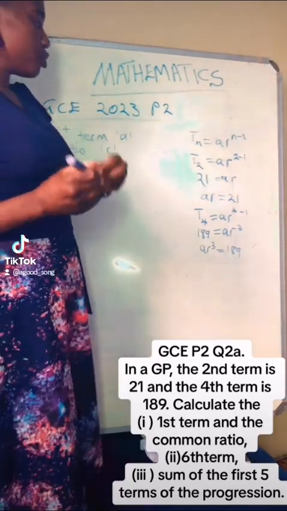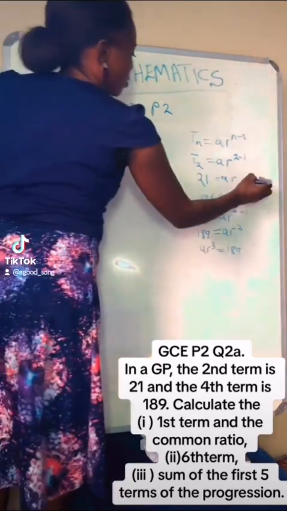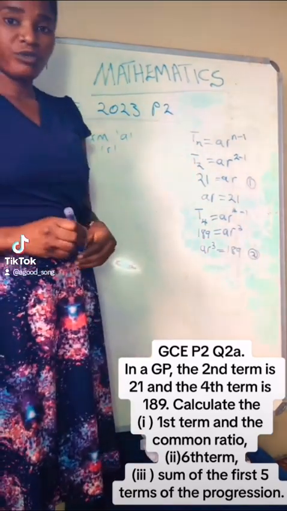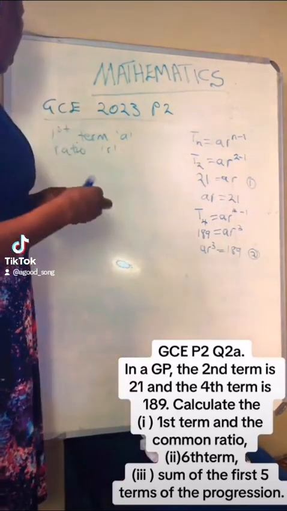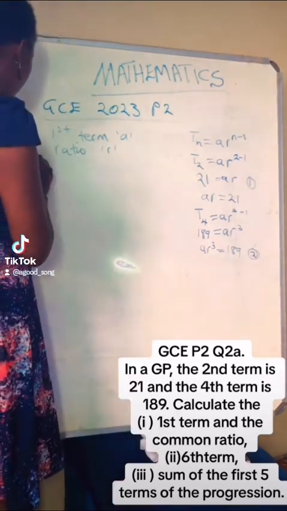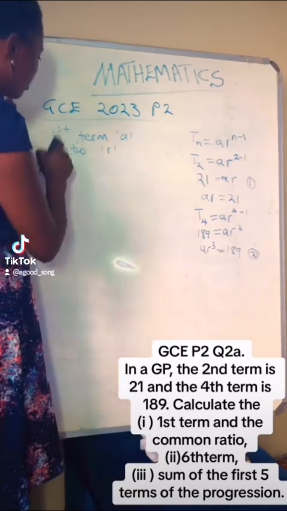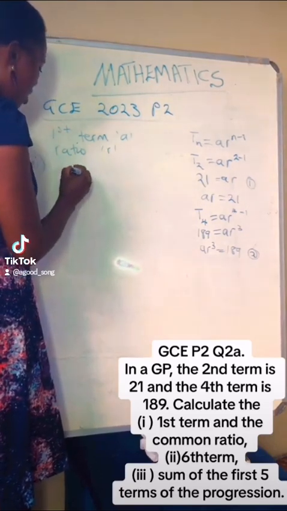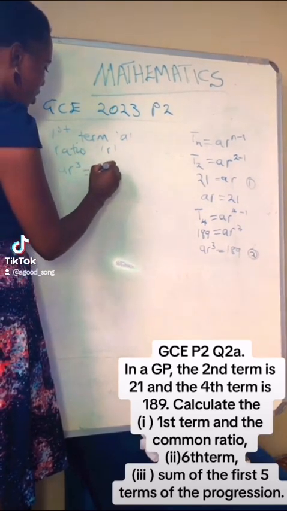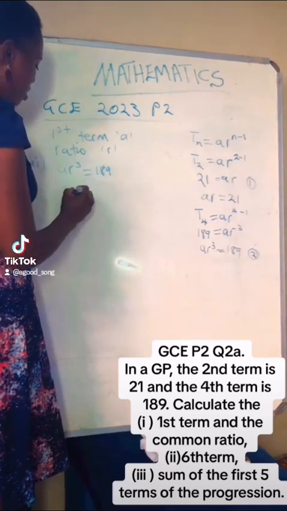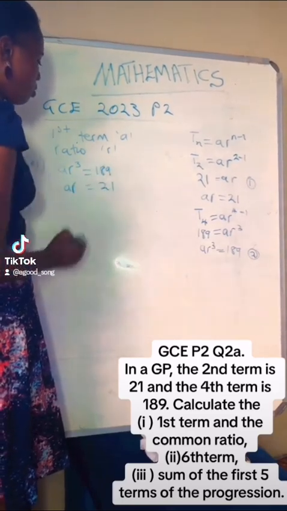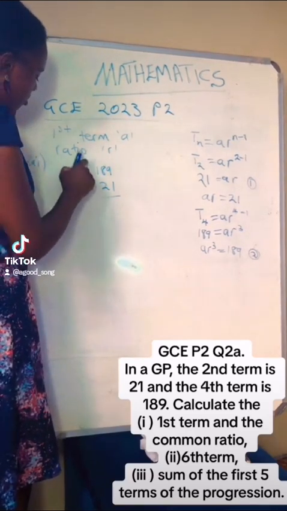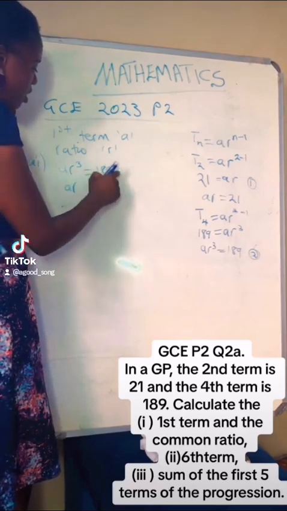Okay, so from the two equations we formed, we can name this as equation 1, then this one as equation 2. From those two equations, we'll be able to find the value of a and the value of r, or the common ratio. So I can bring them here. So for 2a Roman numeral 1, we are finding the first term and the ratio. So I'll bring those two equations: ar to the power 3 equals 189, then ar equals 21. Here I'm going to divide. So I'll divide ar to the power 3 by ar and 189 by 21.